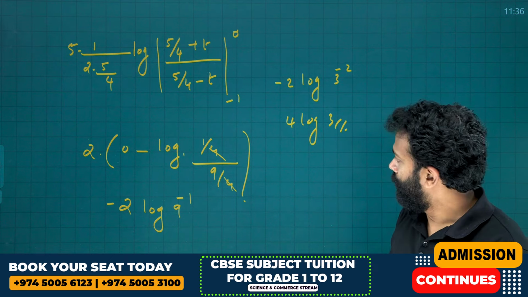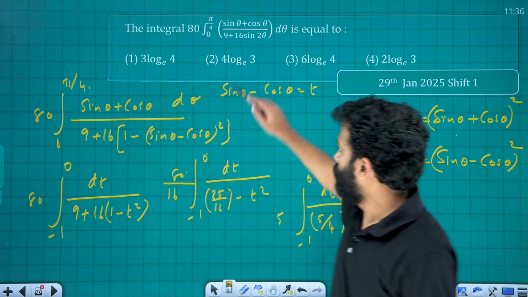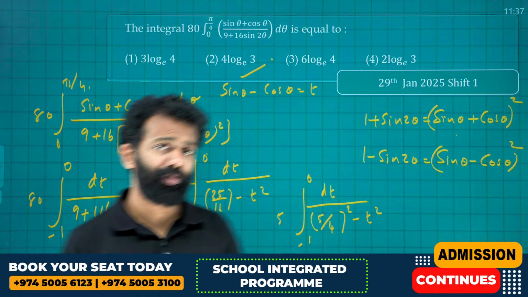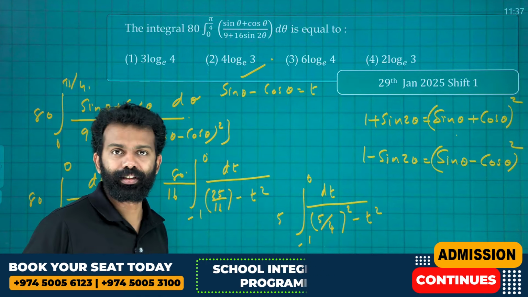And hopefully, you got the idea here. 4 log 3 is the final answer, that is option number 2. Easy one. And a familiar question, that's why I told it as easy.